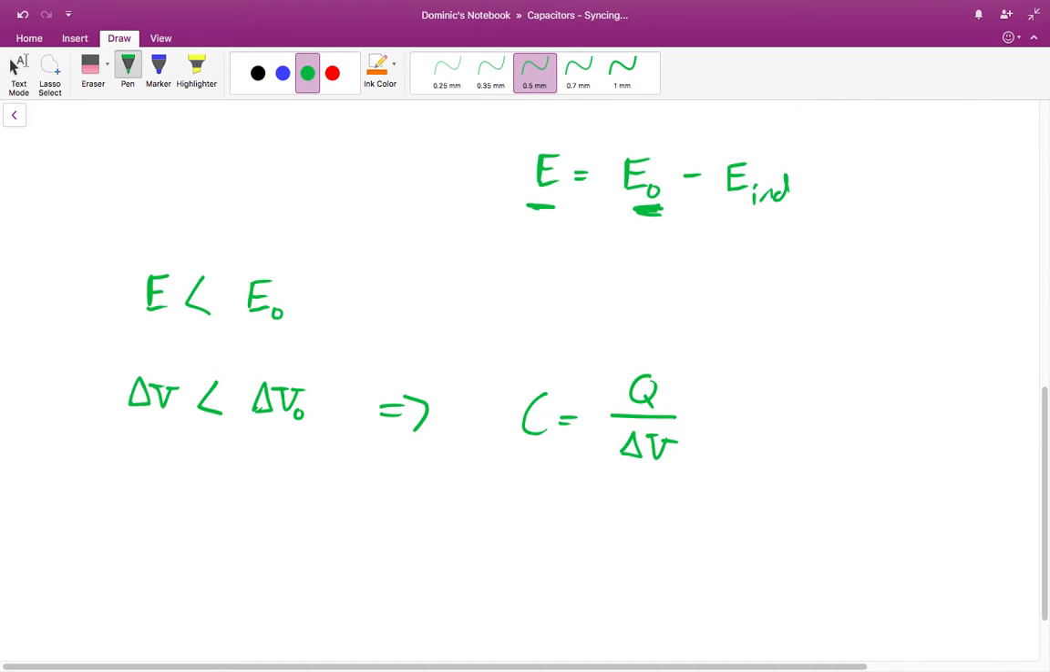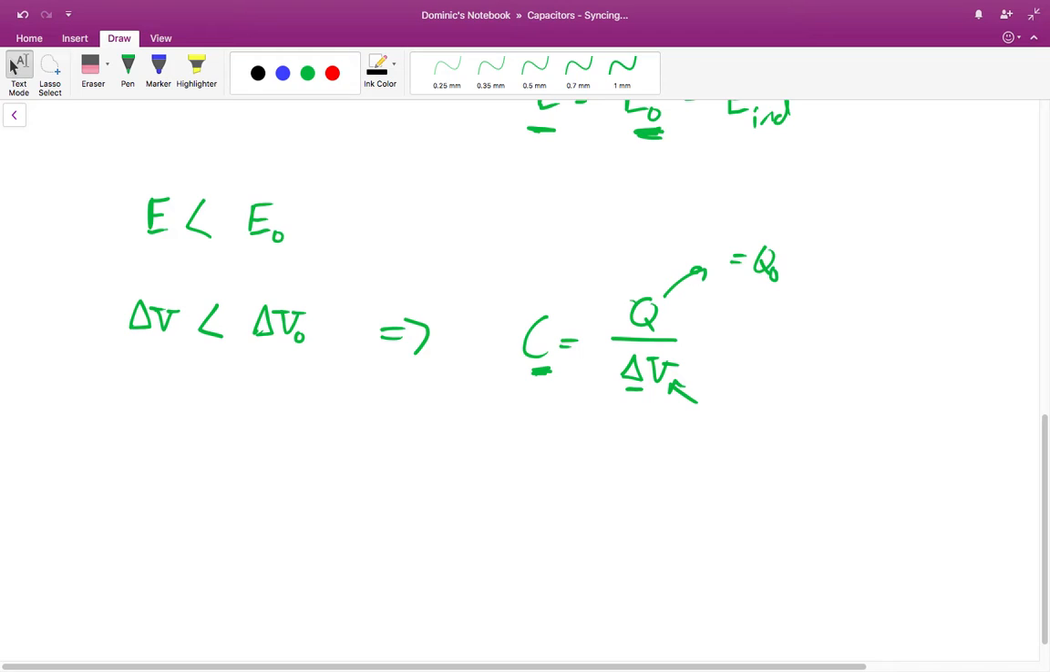Okay? And this implies that, since the capacitance is equal to charge over delta V, and since charge did not change, this Q here still equals Q naught because it had nowhere to go. Delta V decreased. If the denominator decreased, then the entire number must have increased, which means the new capacitance is greater than the old capacitance C naught. So we've been able to increase our capacitance just by inserting an insulator in between our capacitor.